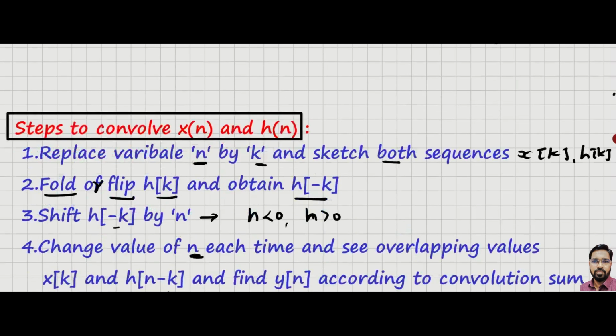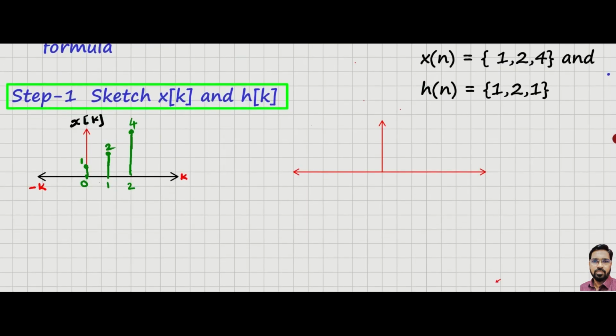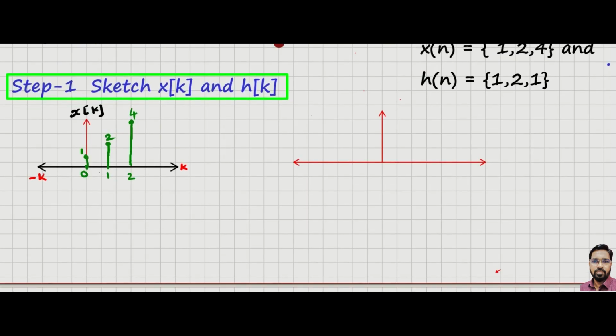So let us begin with the first step. Here we have to sketch these two sequences. I have sketched x of k, replacing n by k. The index k is 0 here, so this is x of 0. What is its amplitude? It is 1, so x of 0 is 1. x of 1 is 2, and x of 2 is 4. So this is our x of k.